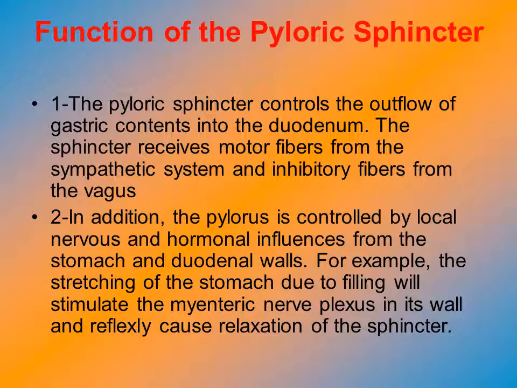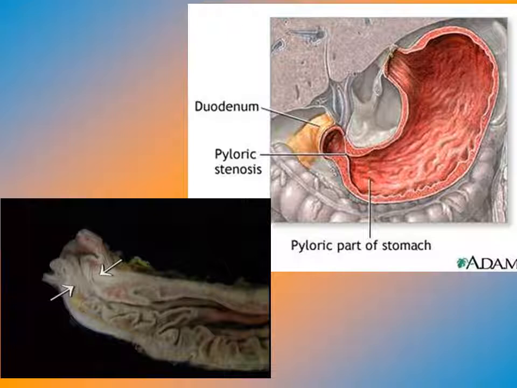Function of the pyloric sphincter. The pyloric sphincter controls the outflow of the gastric content into the duodenum. The sphincter receives motor fibers from the sympathetic system and inhibitory fibers from the vagus. In addition, the pylorus is controlled by local nervous and hormonal influence from the stomach and the duodenum. This figure shows you the circular muscle forming the pylorus, duodenum, and the inner surface of the stomach.